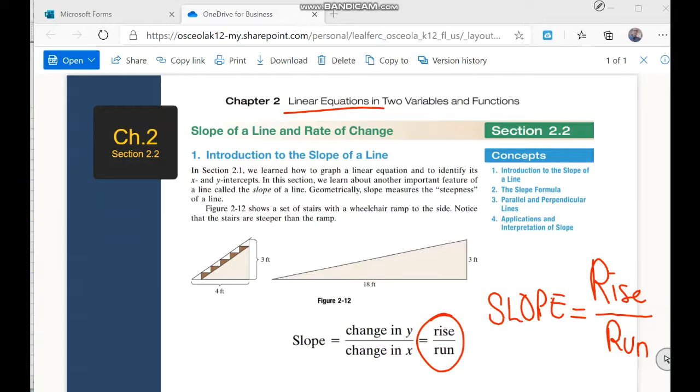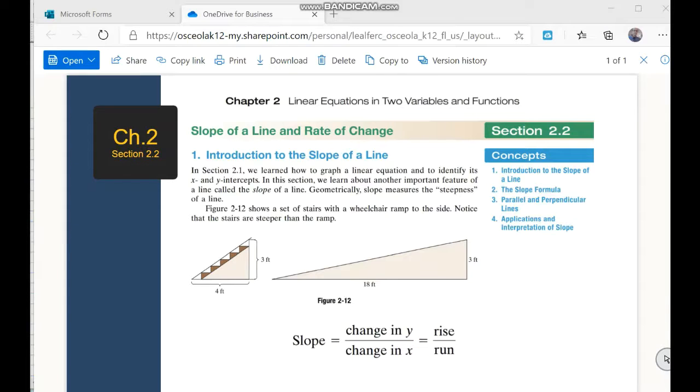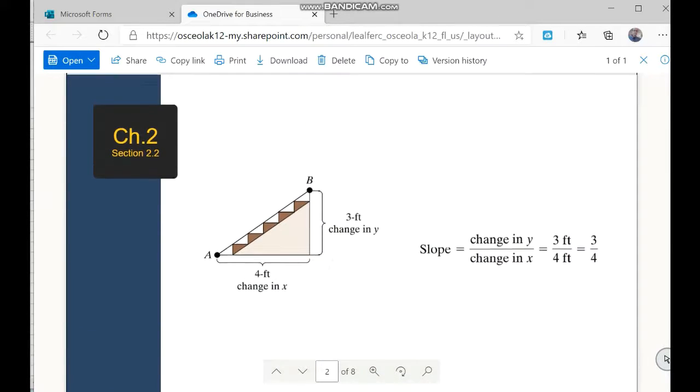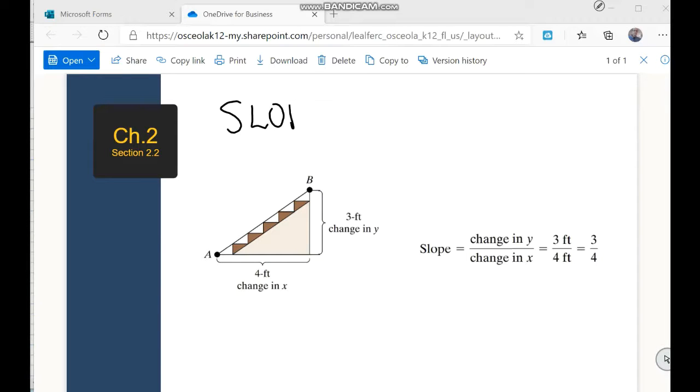Moving on to the next slide, because I'm going to calculate an example here. Let's take the stairs, and we're going to apply here the formula of slope. Slope equals, and I forgot the formula. What's the formula of slope? Yeah, you're saying at home, rise over run. Thank you. This is the formula of slope.